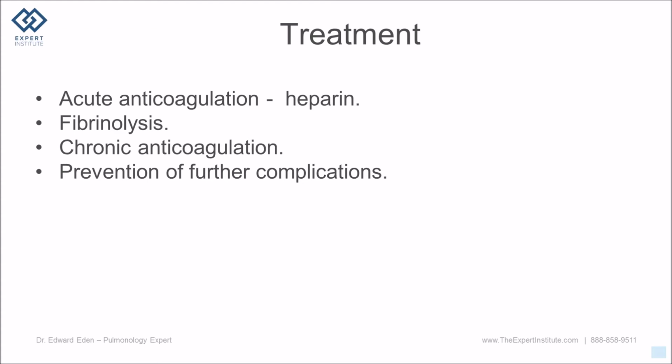There is also available fibrinolysis, which is used very occasionally for clot busting in patients in whom pulmonary embolism is life-threatening. Following the acute treatment, chronic anticoagulation is generally recommended, and these days there are some modern pharmaceutical developments that have made this a little easier. And treatment also includes prevention of further complications by risk modification. Next slide.